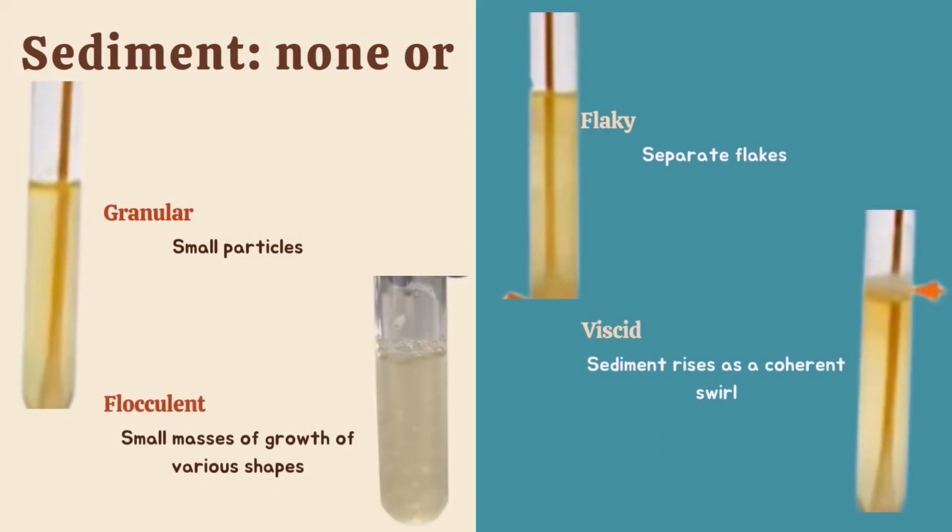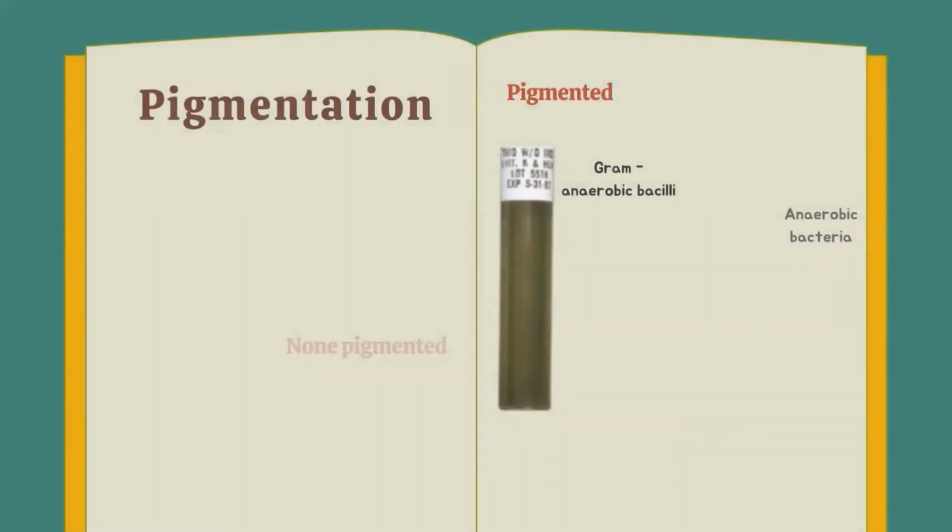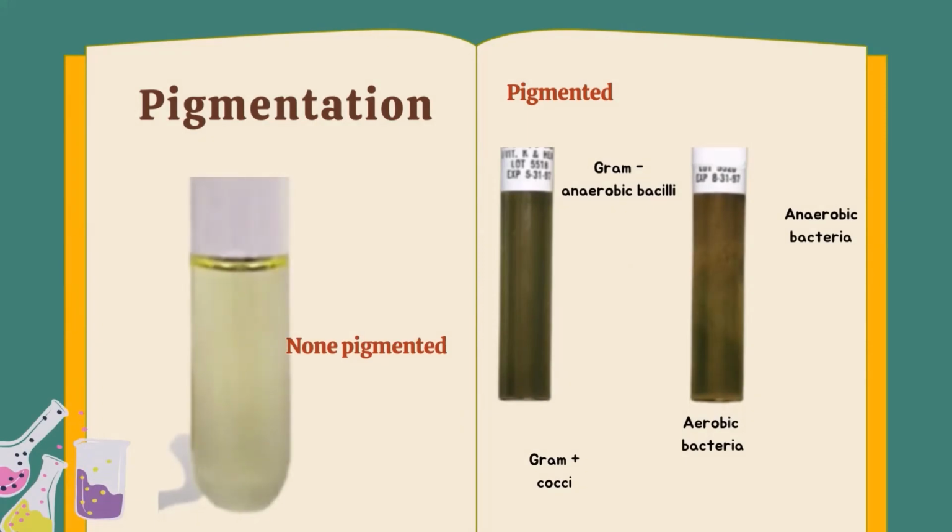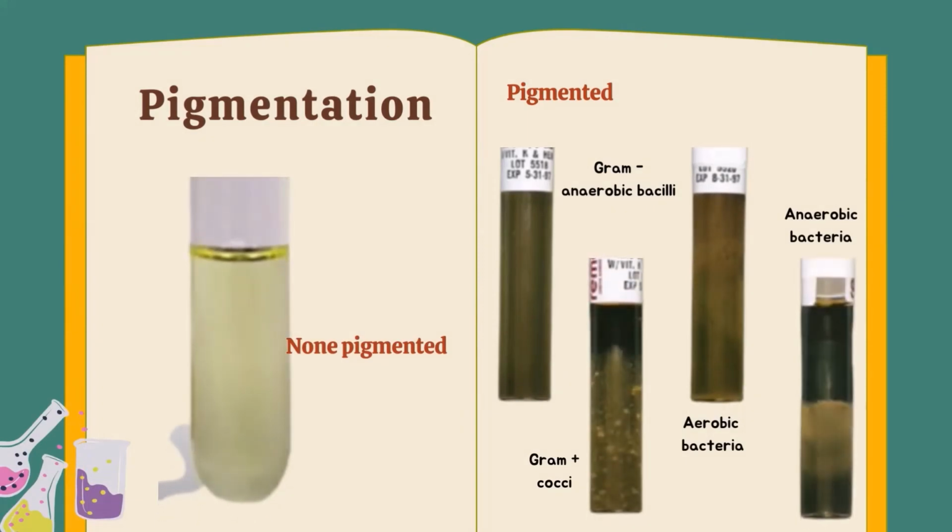Sediment: none or granular, it has small particles. Flocculent, small masses of growth of various shapes. Flaky, it has separate flakes. Viscid, sediment rises as a coherent swirl. Pigmentation: we have non-pigmented and pigmented. In pigmented, we have gram-negative anaerobic bacilli, gram-positive cocci, aerobic bacteria, and anaerobic bacteria.